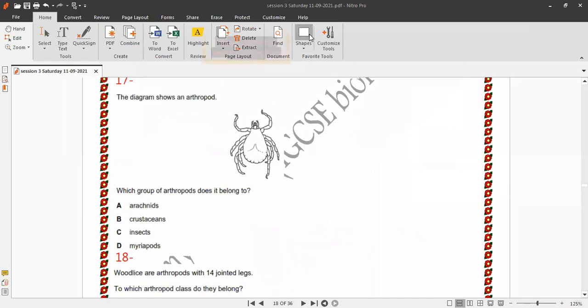Seventeen. Rudain. It's B. Why not A? Because 4 pairs of jointed legs. Okay, it can be A. Just a second. No, it's A, because crustaceans have 5 or more pairs of jointed legs, and these are 4. Yes, okay, so it's A.